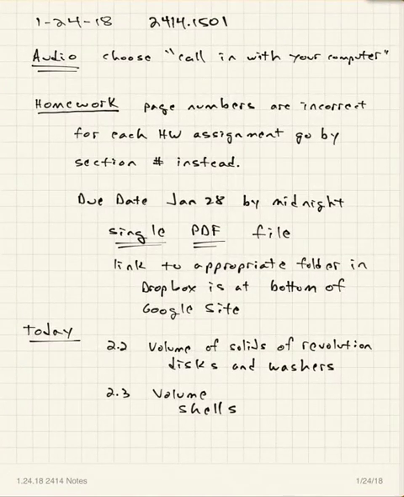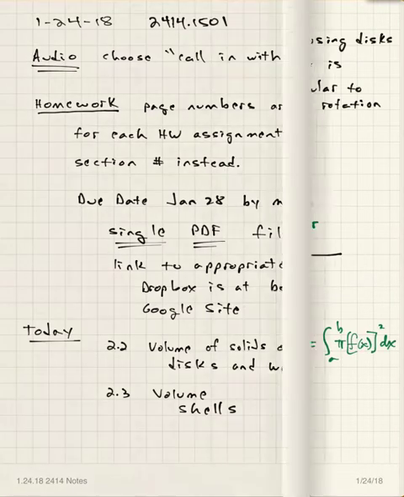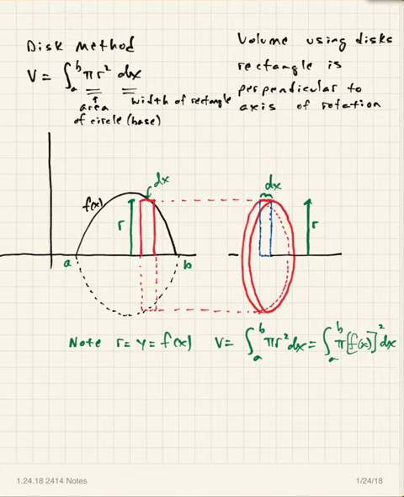Today, what we're going to do is finish up talking about volumes of solids of revolution using disks and washers. We certainly did not finish that last time. And then we will also look at volume using the shell method. And so I'm going to jump right into this and get started. We're going to work through some disk method and washer method problems, and then we'll go from there. So first of all, the disk method.